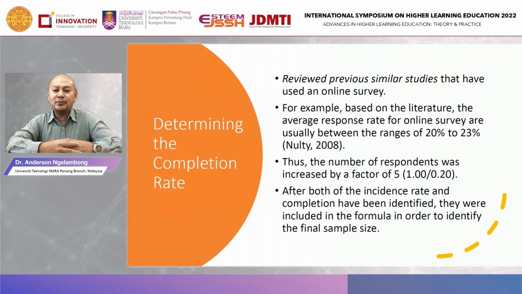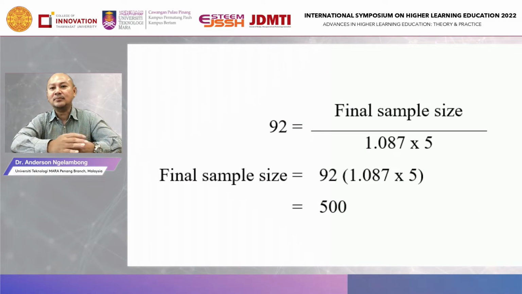So now we have the number for the incident rate and also the completion rate. These should be included in the formula, which helps you identify the final sample size. As you can see here, the initial sample size is 92. That is the original, minimum sample size from the G-power analysis, 92 respondents. And the final sample size is the question mark.